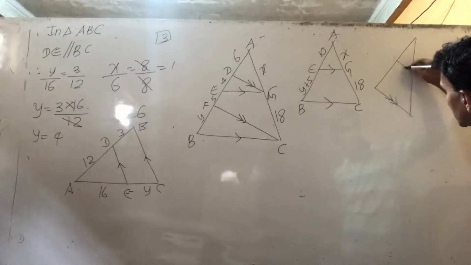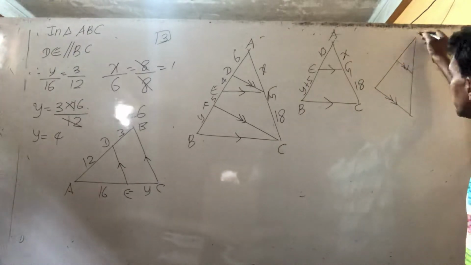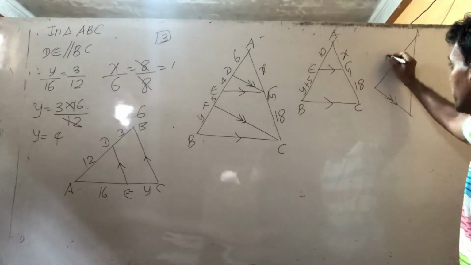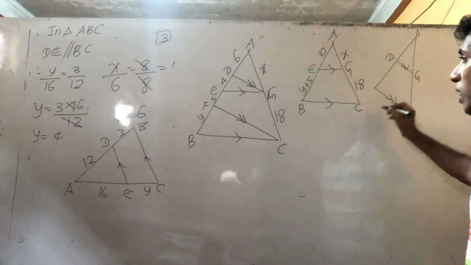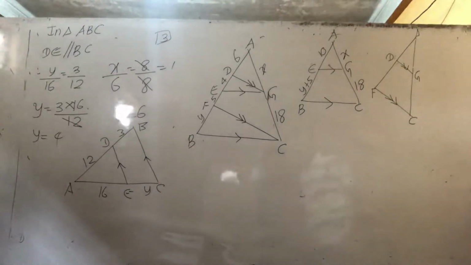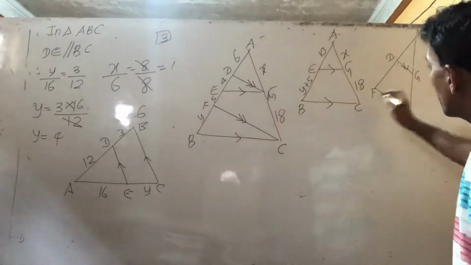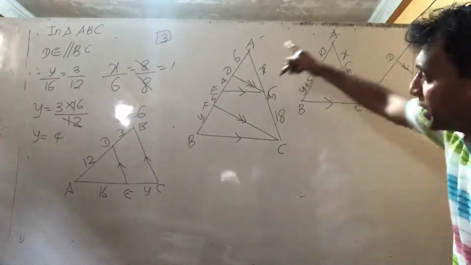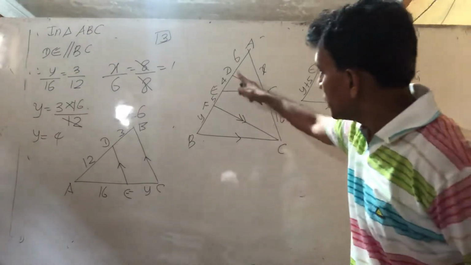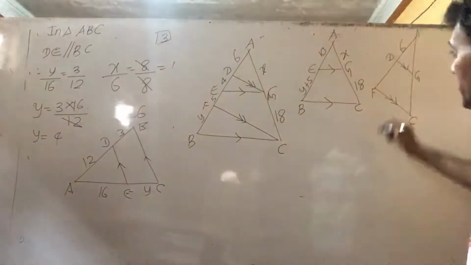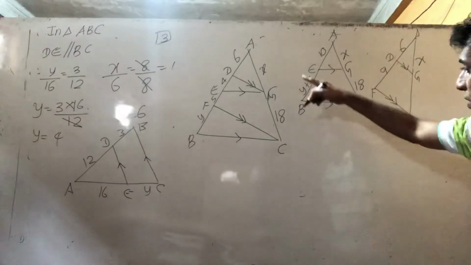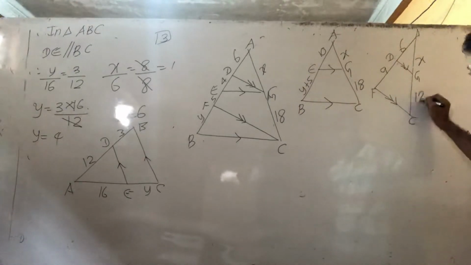These two lines are parallel. Here A is a common vertex, right? Here D, here G, and here F. This is C. Mark the details. EF is 5. What is AD? 6. What is DF? 9. Check, DF is 9. AG is X, and GC is 18.